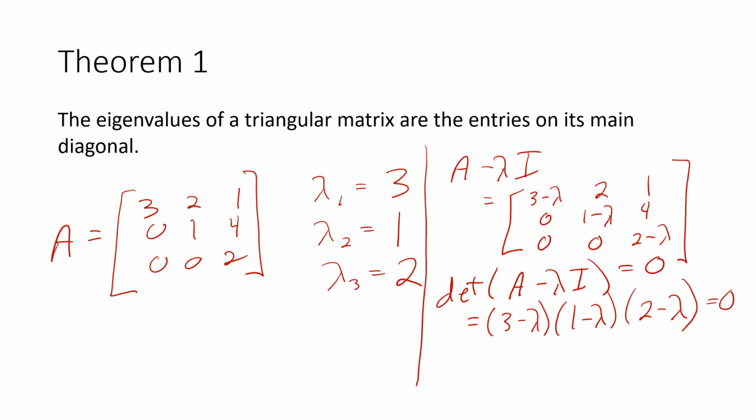Well, that's equal to 0 exactly when lambda equals 3, lambda equals 1, or lambda equals 2. Exactly the responses we have there. So the eigenvalues of a triangular matrix are very easy to find. You just read off the numbers down the diagonal.